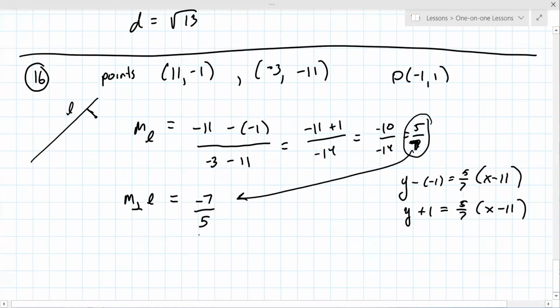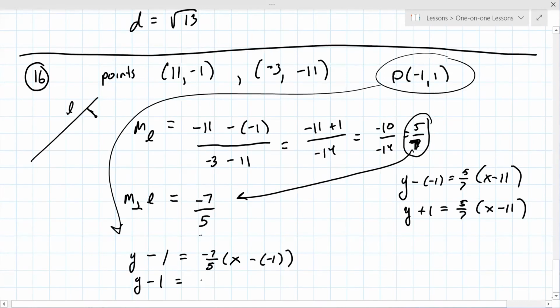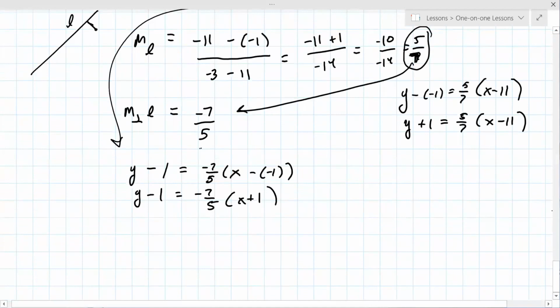Now we need to take this slope, the perpendicular slope, and use this point and write the equation of the line. So it's y minus, we're using this one up here now, that's coming down here, y minus 1 equals negative 7/5 times x minus a minus 1. So that's y minus 1 equals negative 7/5 x plus 1. It looks bad. Maybe it works out nicely. I mean, it should.